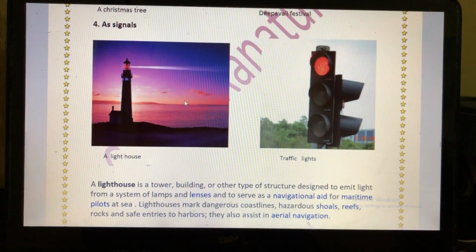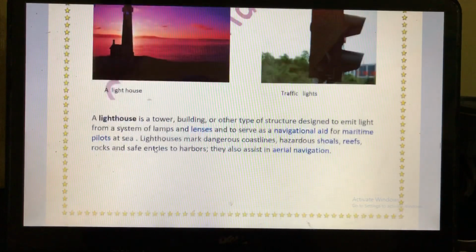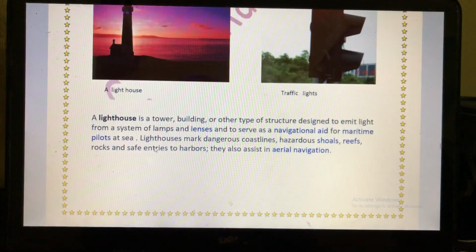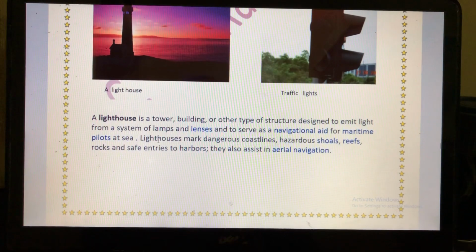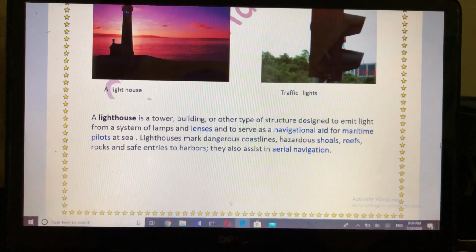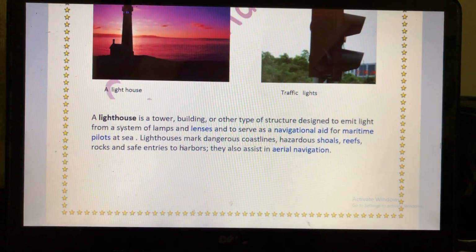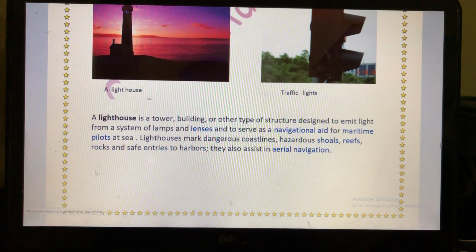As signals, I have shown you a lighthouse here. Traffic lights. What is a lighthouse? A lighthouse is a tower, building or other type of structure designed to emit light from a system of lamps and lenses and to serve as a navigational aid for maritime pilots at sea. Lighthouses mark dangerous coastlines, hazardous shoals or reefs, rocks and safe entries to harbors. They also assist in aerial navigation.